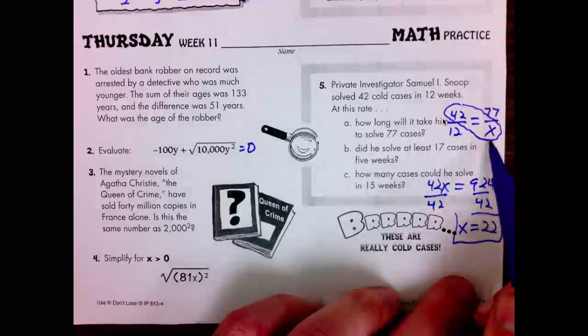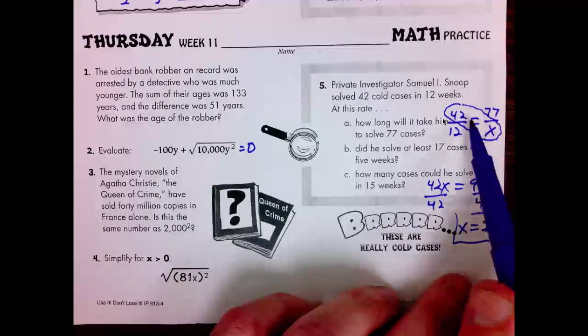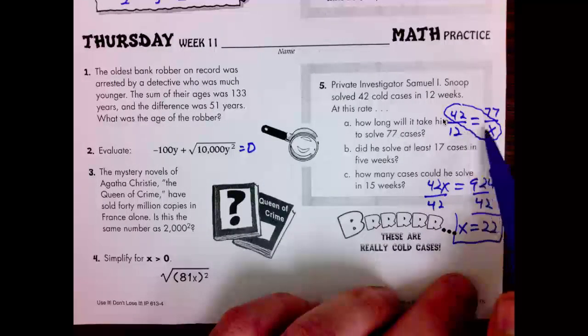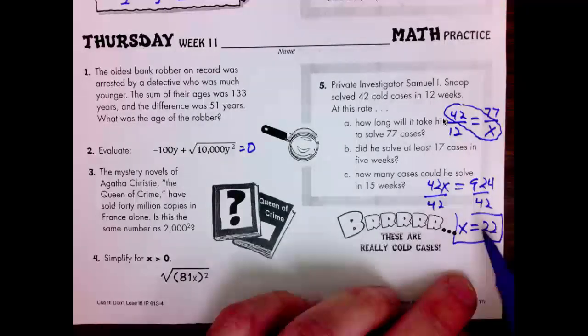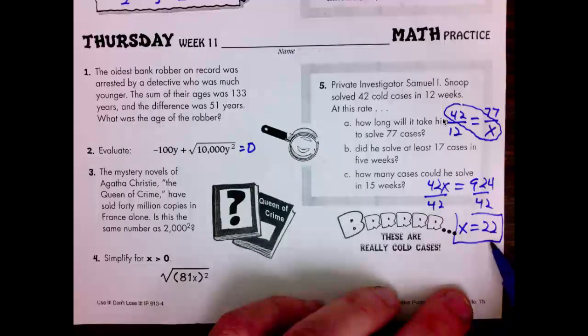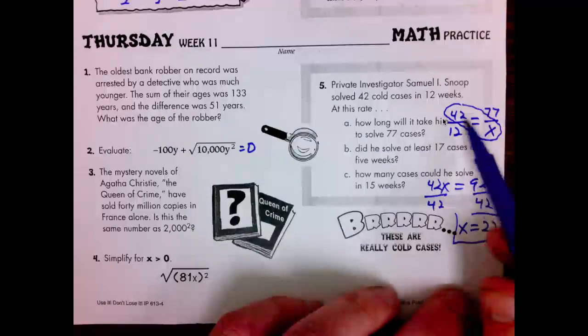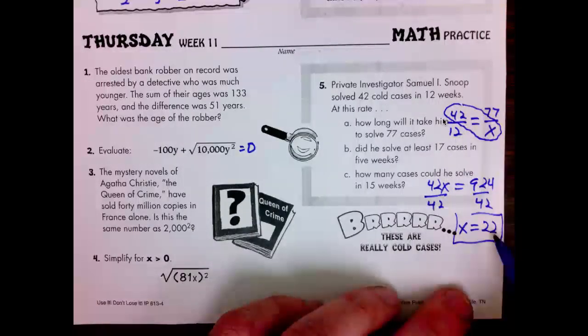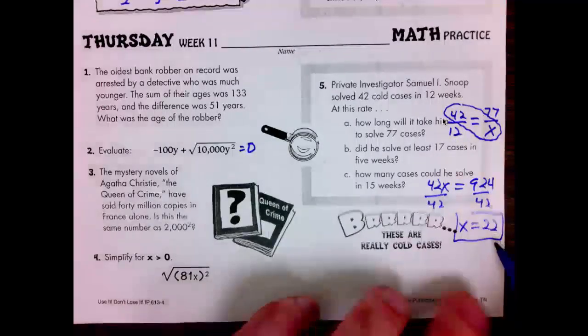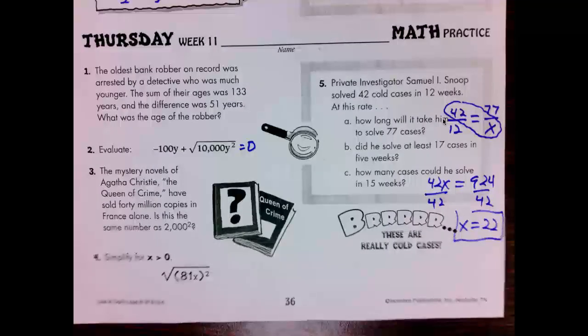And this 22 was the weeks. So if 42 cold cases in 12 weeks, 77 cold cases would be in 22 weeks. That sounds reasonable. That's almost a double. 12 almost doubled. 12 doubled would be 24. Here we have 22. You attempt to work the rest of Wednesday and Thursday problems now.